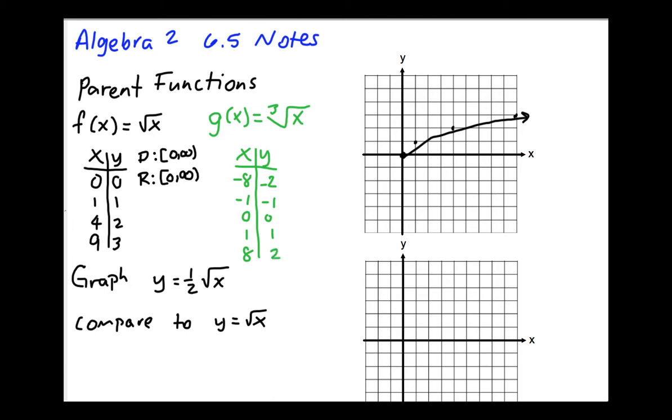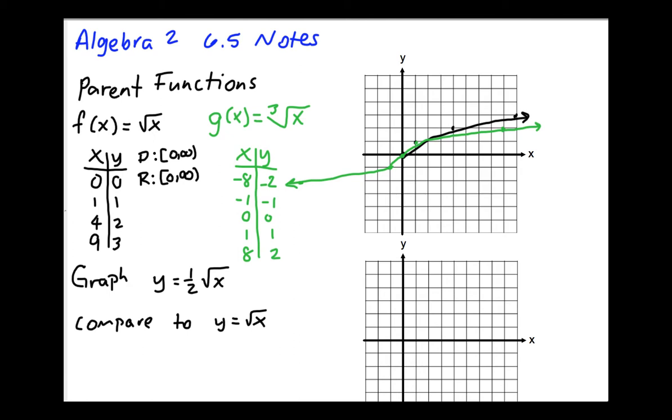So when I graph these guys, I'm going to go x at negative 8. So it's way over here, and it's going to be down 2, about right there. Then I'm at negative 1, negative 1. Then 0, 0. Then 1, 1. And then 8, 2. And so this makes a little curve that looks like this. And that's the base cube root function.